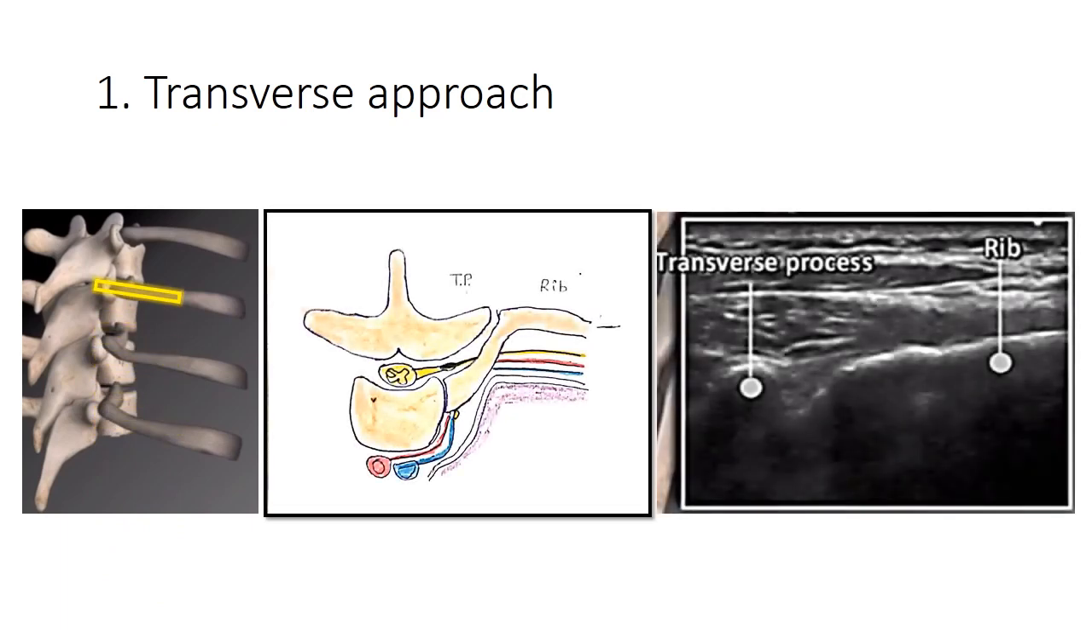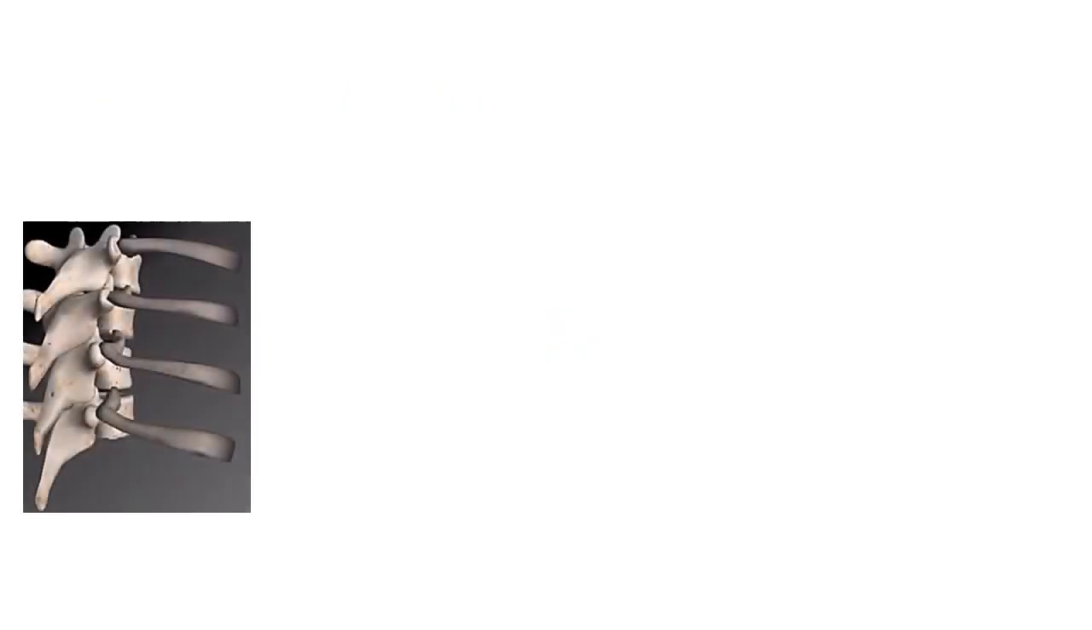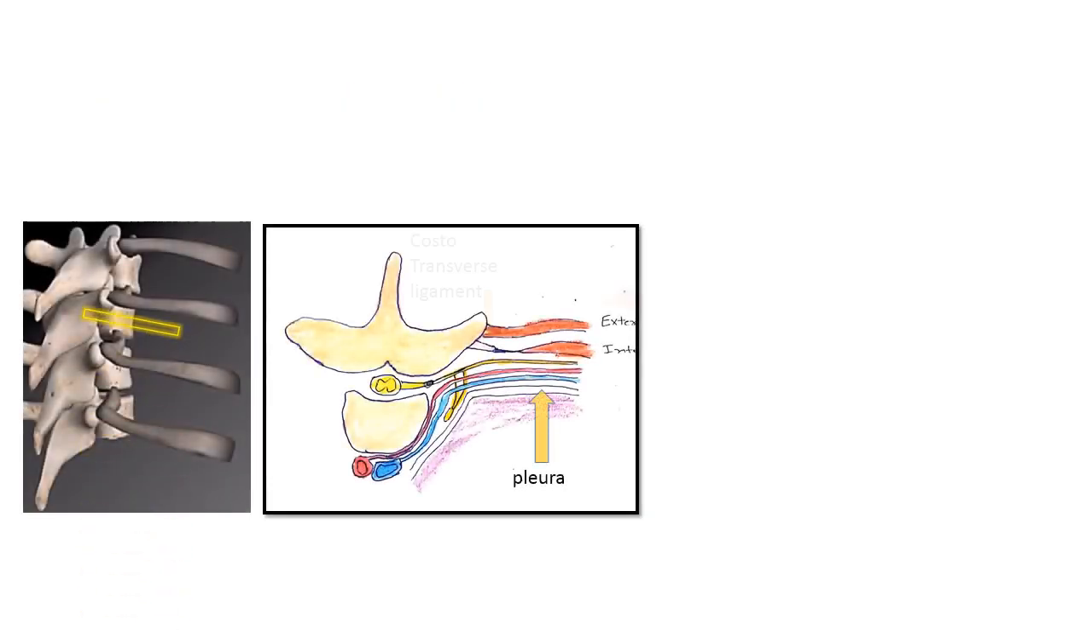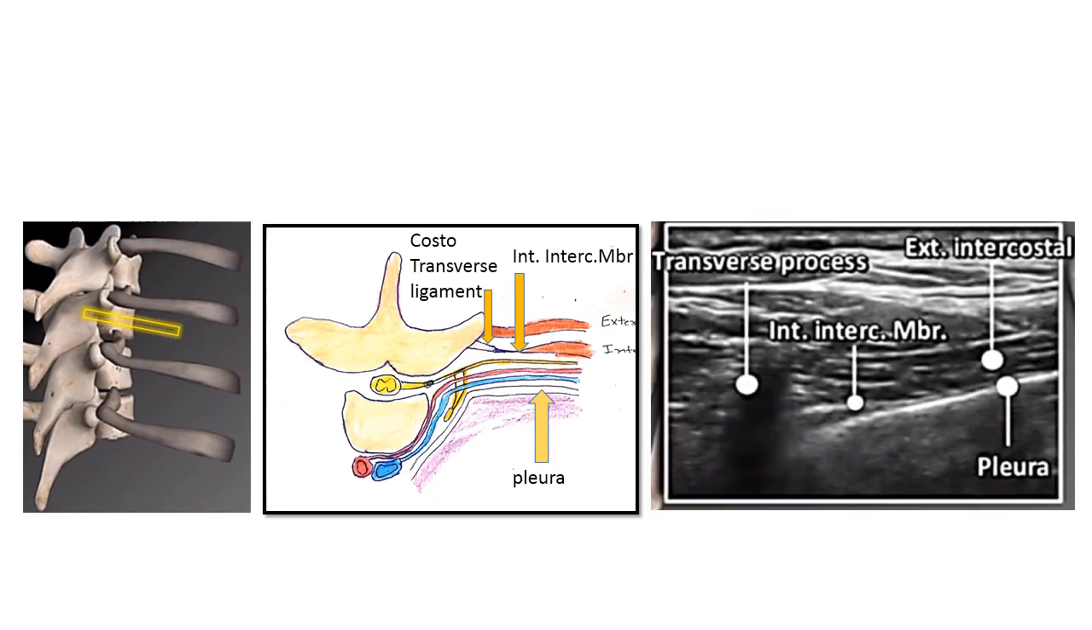Those are transverse process and rib. Now probe is slid downward, keeping same orientation. Rib will be replaced by hyperechoic, sliding pleura. External intercostal and internal intercostal membrane look hyperechoic. Paravertebral space is located in between internal intercostal membrane and pleura.